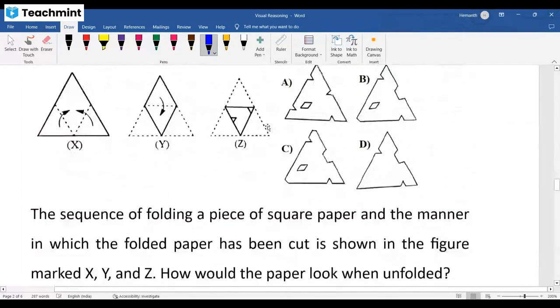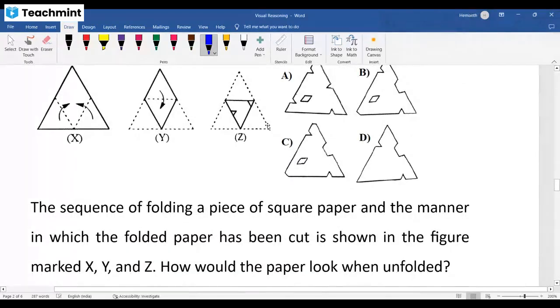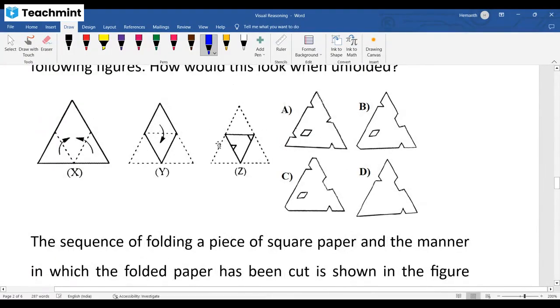This is an analogy concept. Now paper cutting, paper folding. You cut it first, then you unfold. What will be the scenario? You fold the paper, cut and then unfold. What will come? This is a triangular shaped paper. You fold it, cutting completed. Now you unfold. What will be your answer? Options are also given there. Among A, B, C, D, which is correct?